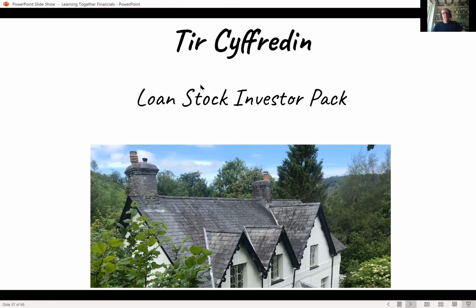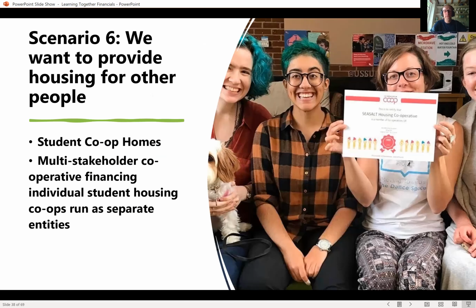Scenario number 6. Now, all the previous scenarios have been for people who want to live in the houses themselves. And it's important to say that there are scenarios where people don't want to live in the houses, but they just want to help other people live in them. And this is one of those scenarios. This is student co-op homes. Again, we've had those at the network events, which are all recorded and put on the Communities Creating Homes YouTube channel, so you can go and find out more about them.